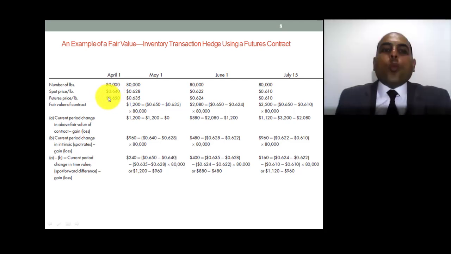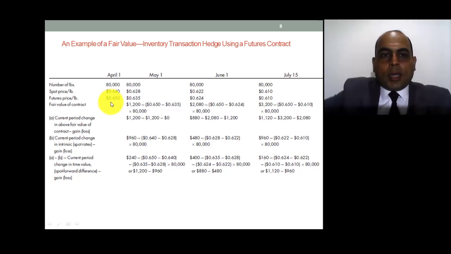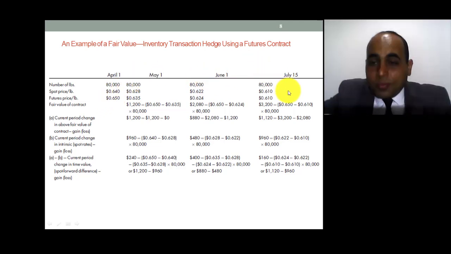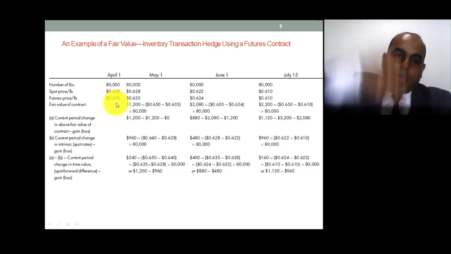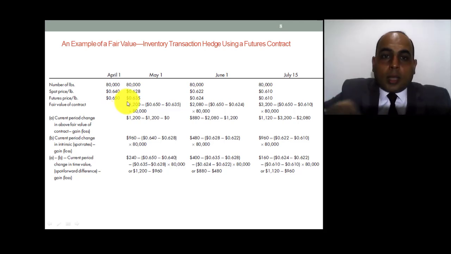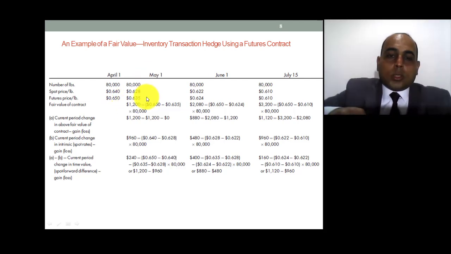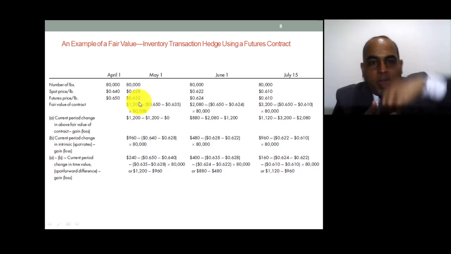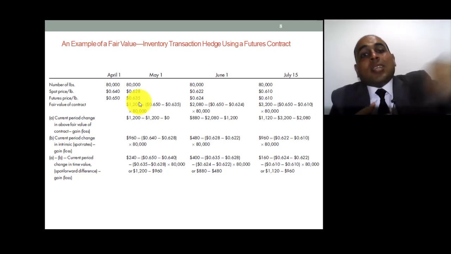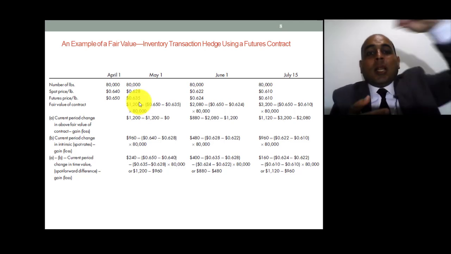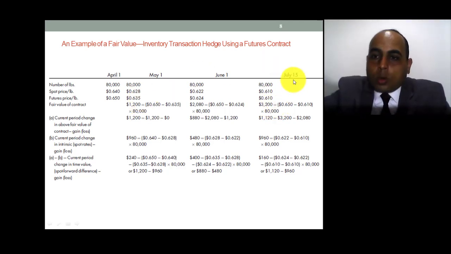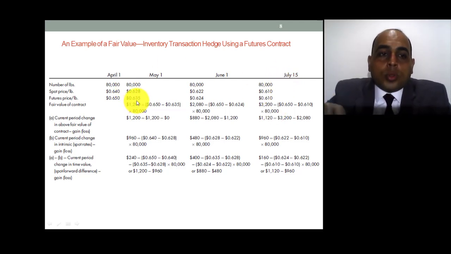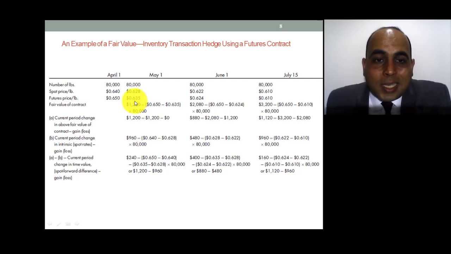Future price means when I entered into a forward contract on April 1st to settle on July 15, the future price was $0.65 per pound. For the same contract on May 1st, when we entered into the same forward contract to settle on July 15, the future price is $0.635.